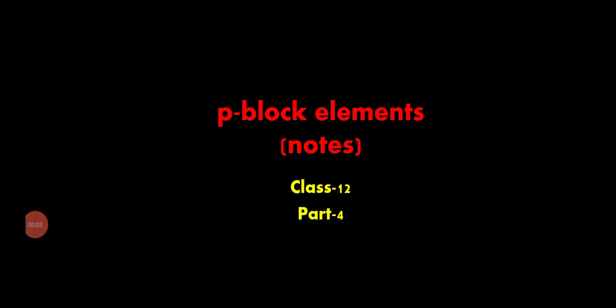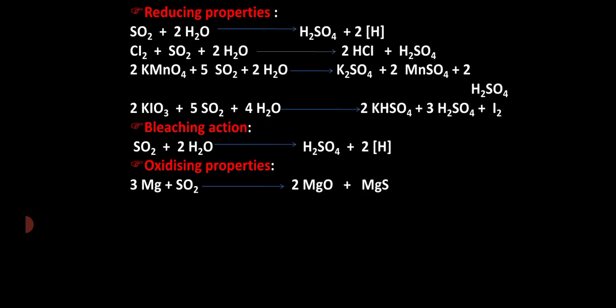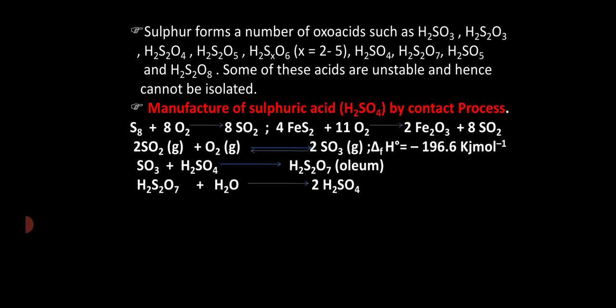Now coming to the group 16 elements itself, that is sulfur, we have discussed with you. That is sulfur dioxide, the reducing properties, then bleaching action, the oxidizing properties. These all equations I have discussed with you. Got it? Just have a look once at these equations: the reducing properties of sulfur dioxide, then the bleaching action of sulfur dioxide, then the oxidizing properties of sulfur dioxide, so to say.